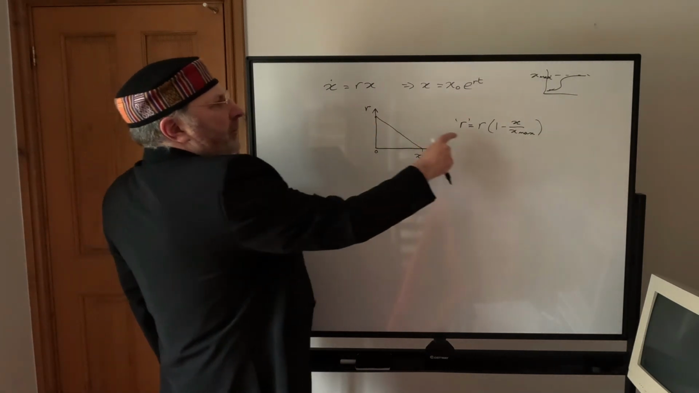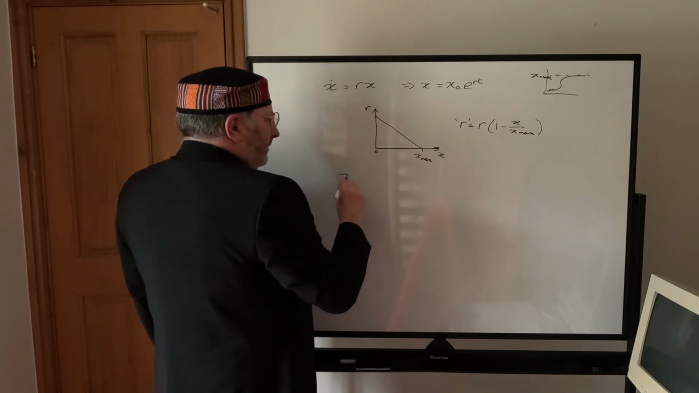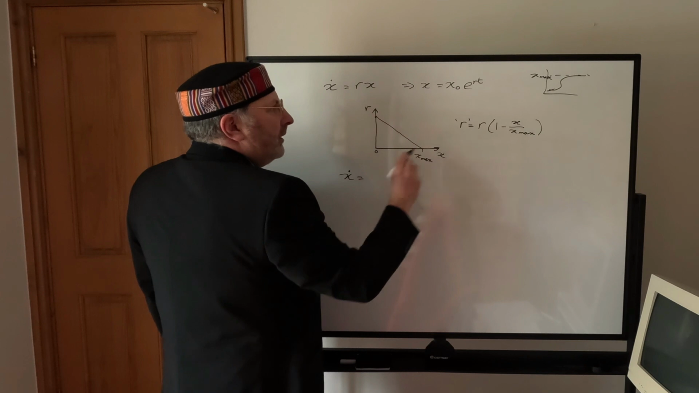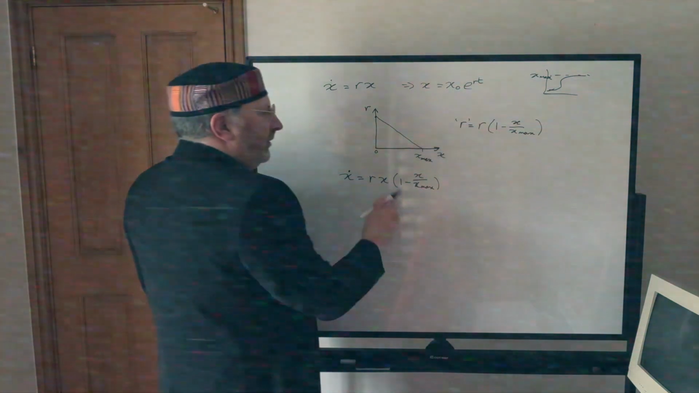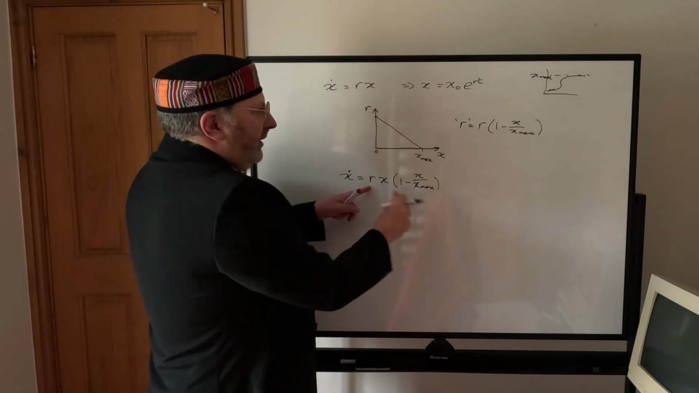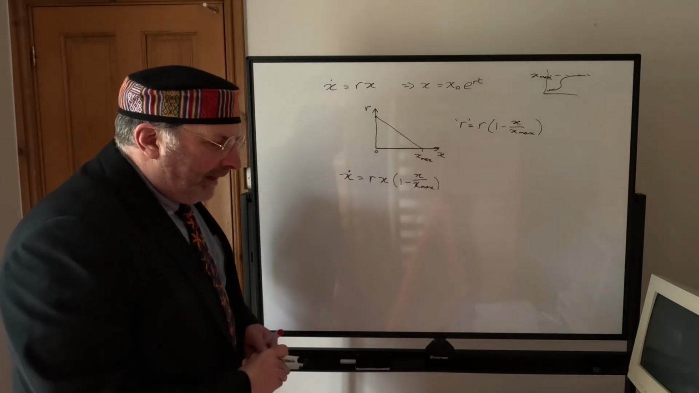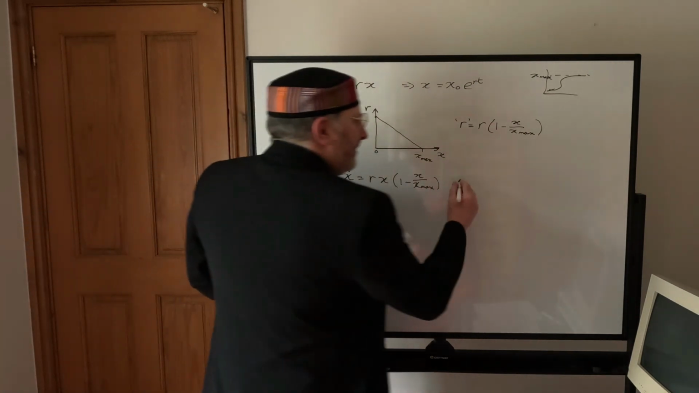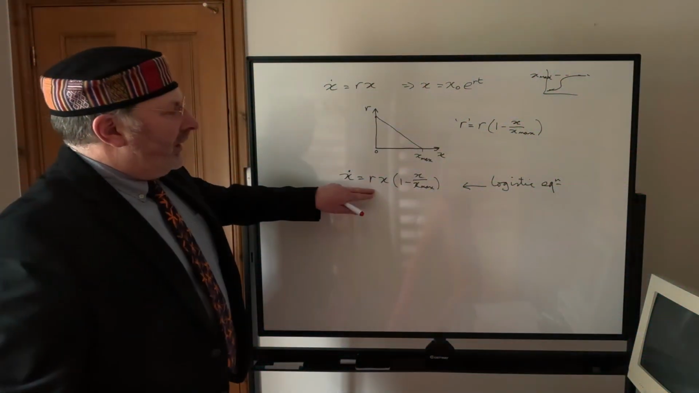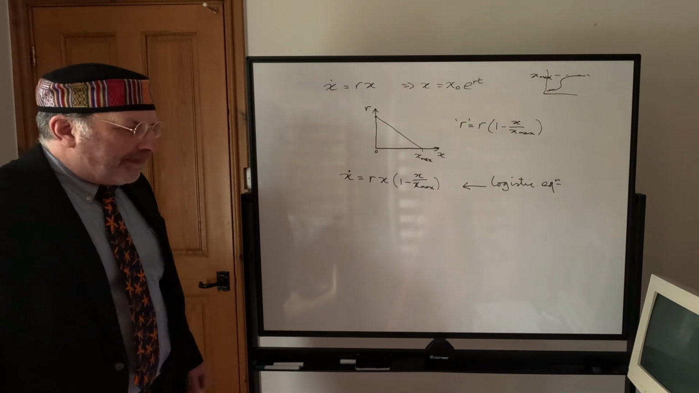So what we want to do is put this expression into our exponential equation. So it becomes r x into 1 minus x over x max. I just put the r in front, just because it's neater to have it that way. And this is the logistic equation. So if we see an equation like that, we know it's describing logistic growth.